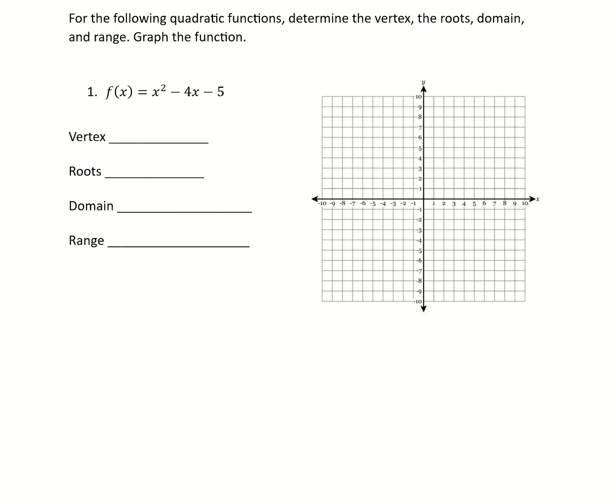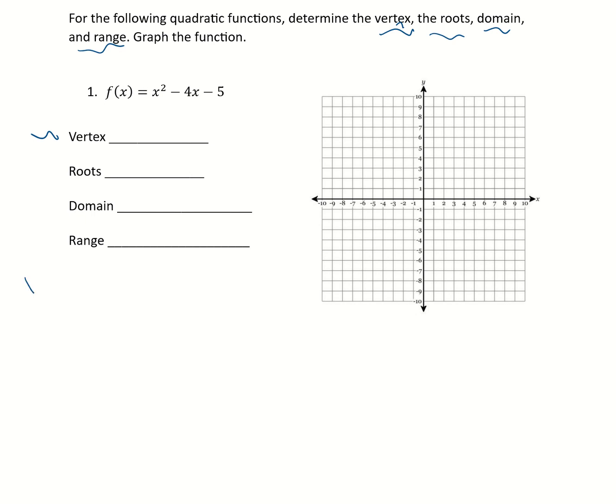Okay, I'm going to do a quick example problem for review, just in case you don't remember how to do these. So what we're trying to do is find the vertex, the roots, and the domain and range for each function. Remember, and then we're going to graph the function. So the vertex is the most important point to find when we're graphing.